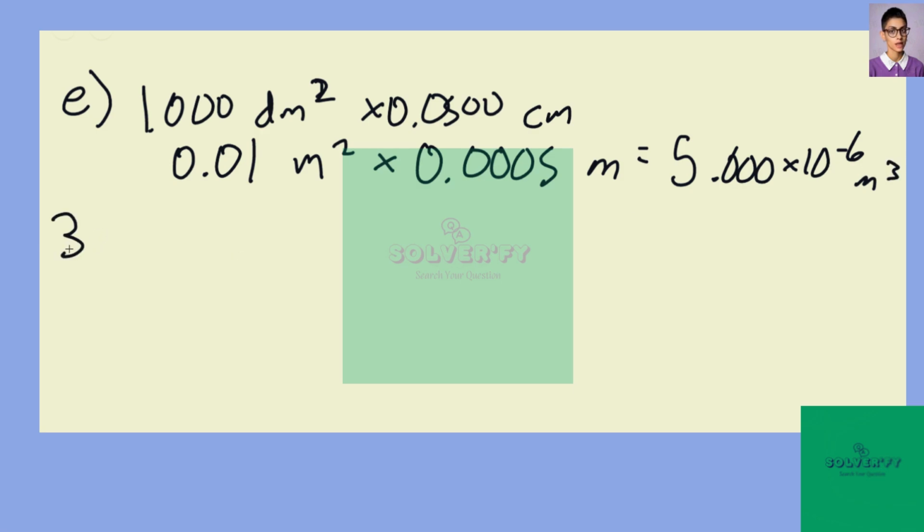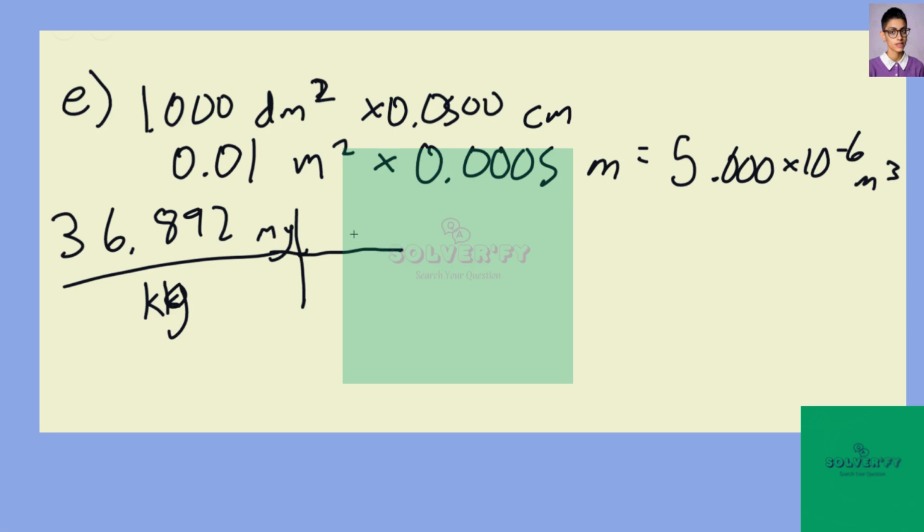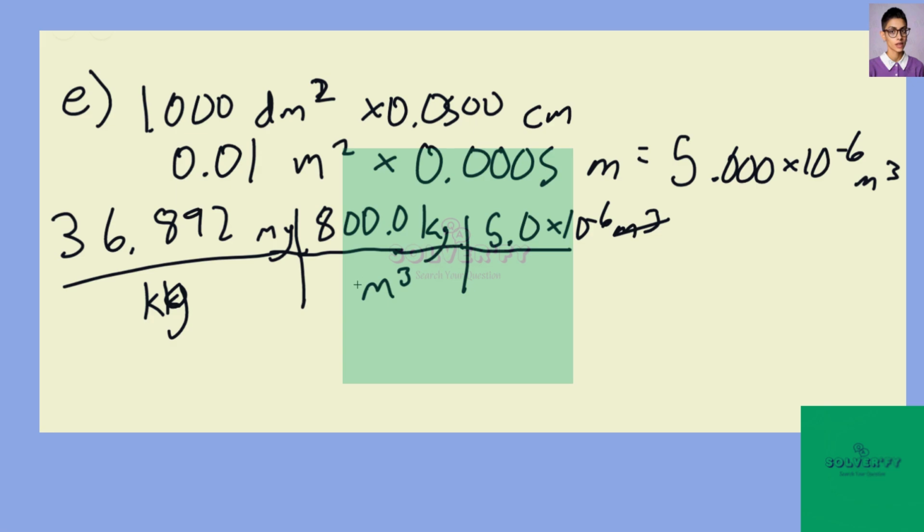So now we can take our answer from the previous D, 36.892 milligrams per kilogram, and find just milligrams. So we're given an average density of 800 kilograms per meter cubed. And then we can multiply by our volume. And then meters cubed cancel, kilograms cancel, and we get our answer in milligrams, which is 0.15 milligrams.